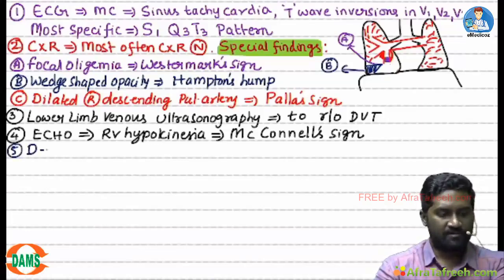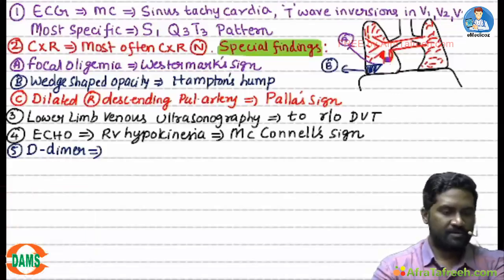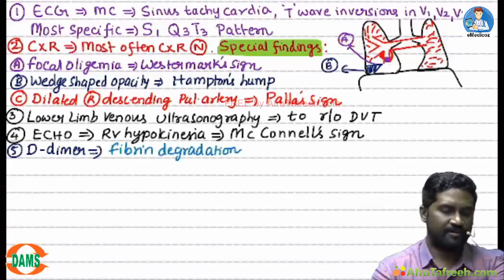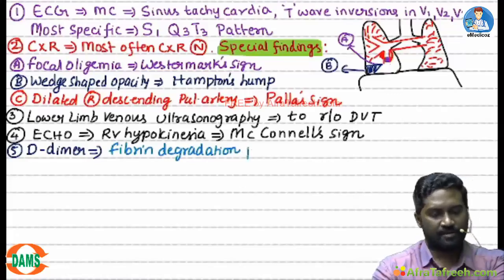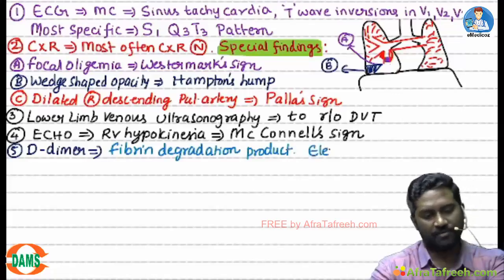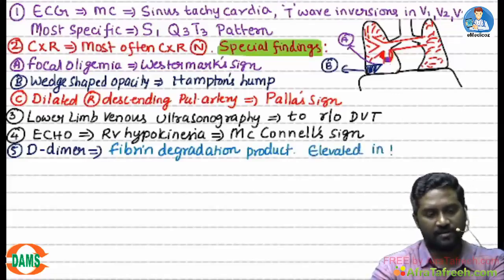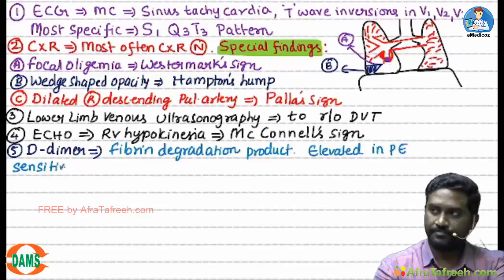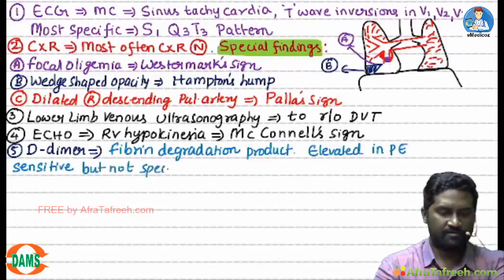Then coming to a special investigation called as D-dimer. This D-dimer is actually a fibrin degradation product. Write down, I'll explain every point in detail. Fibrin degradation product. This tends to be elevated in pulmonary embolism. This is sensitive but not specific.